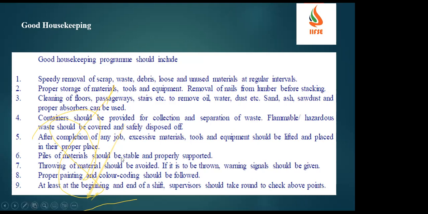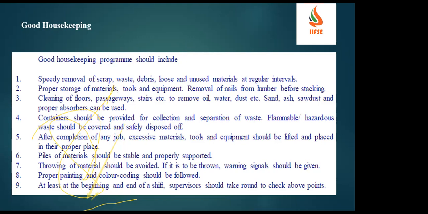And the piles of material should be stable and properly supported. Piles in the sense of the material stacking area, it must be properly stable and supported. Throwing of material should be avoided. This is also one regular unsafe action or unsafe practice in the construction industry. At the time of handover in the final stage, they will throw all the civil debris from the top. If it is to be thrown, we should provide a proper warning signal, and it should be barricaded properly.